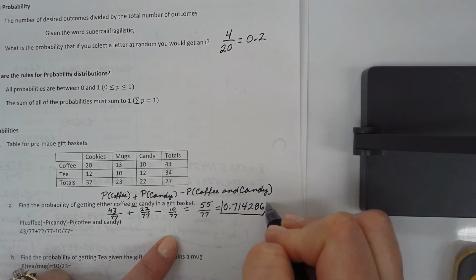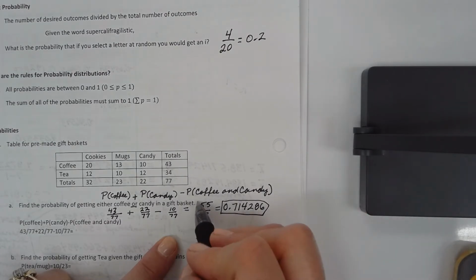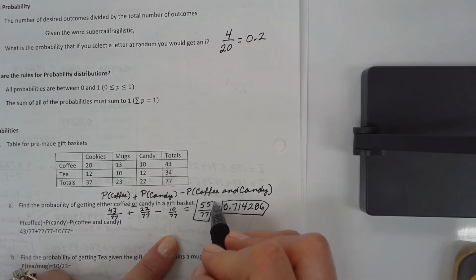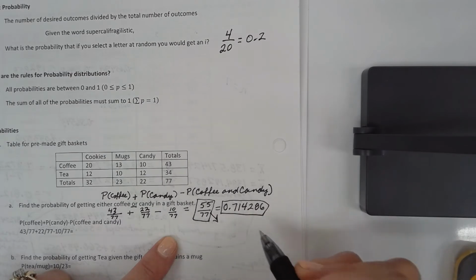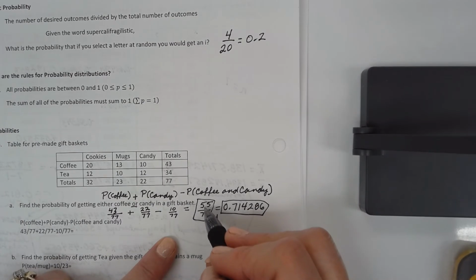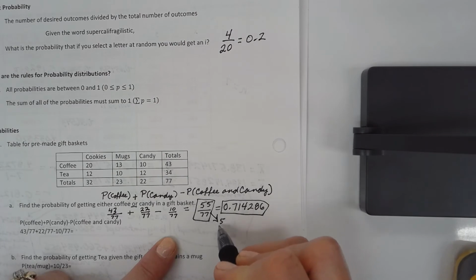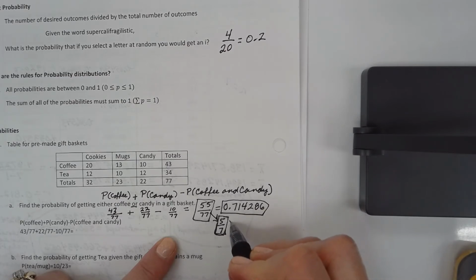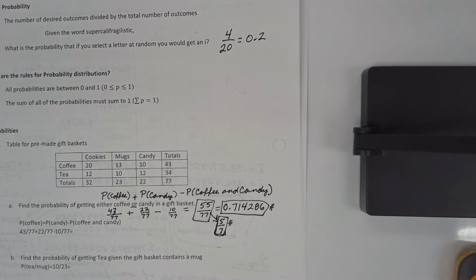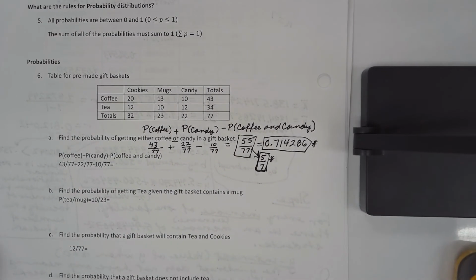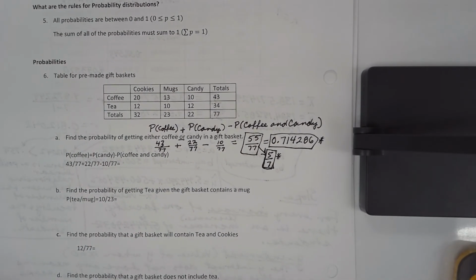Okay? So you can either answer as a decimal or as a reduced fraction. That's not reduced. What goes into both of those? 11, right? So 55 divided by 11 is 5, and 77 divided by 11 is 7. Okay, so this would be your reduced answer. So you could either have this answer or this answer. Okay? Any questions on that?